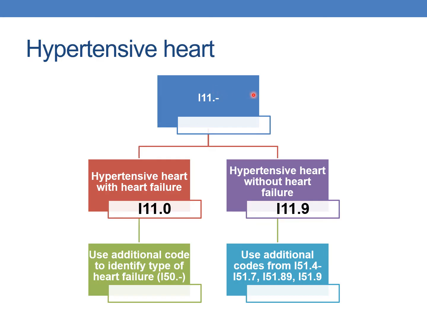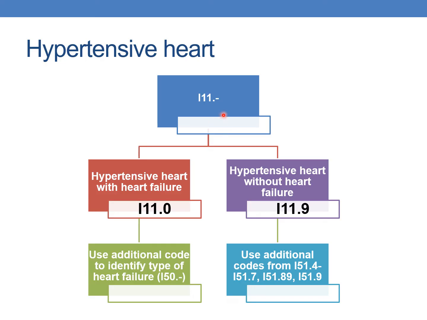Now coming to the subcategories of I11. It is again categorized into I11.0 and I11.9. These are the final codes. I11.0 is coded when hypertension is associated with heart failure: hypertensive heart disease with heart failure. You need to use an additional code to identify the type of heart failure, which comes under the series I50.